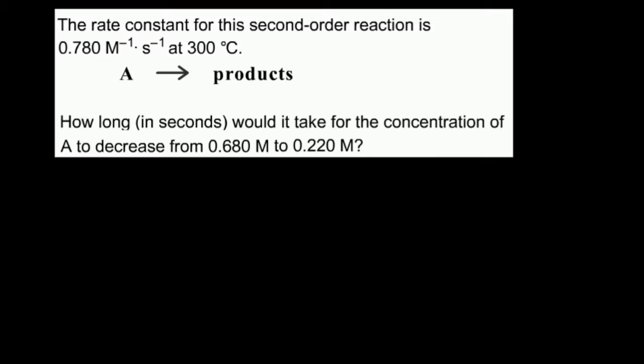So we have a question here. The rate constant for this second order reaction is 0.780 inverse molar inverse second at 300 degrees Celsius. How long in seconds would it take for the concentration of A to decrease from 0.68 molar to 0.22 molar?